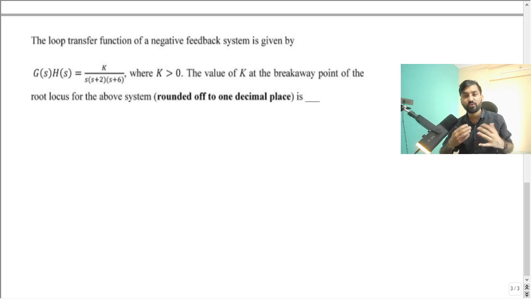But I'm not going to solve this question using the conventional approach, the regular approach that we know, because if we differentiate this and solve the quadratic equation, then we will find some values of s, and then we have to find out the valid breakaway point. So what we can do here is quickly draw the root locus, or at least the pole-zero plot.